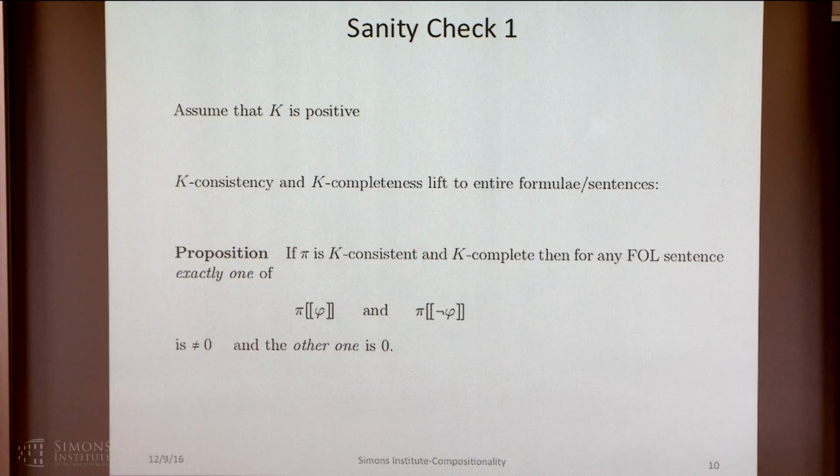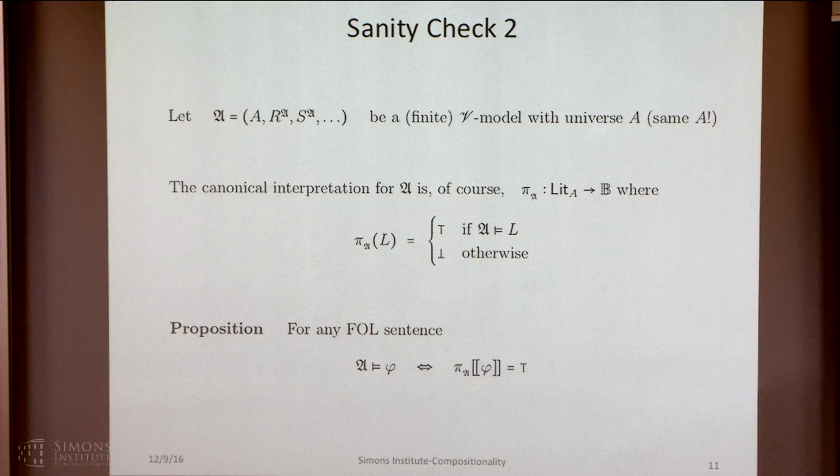So the first thing we can do, since I talked about consistency and completeness, is to say: if K is positive, then consistency and completeness lift to entire formulae and sentences. This is like a basic sanity check. In a positive semiring, if the original interpretation of the literals is consistent and complete, then you look at the interpretation of some formula phi and its negation, and you just know that one of those two is different from 0 and the other one is 0. So it's sanity check number 1.